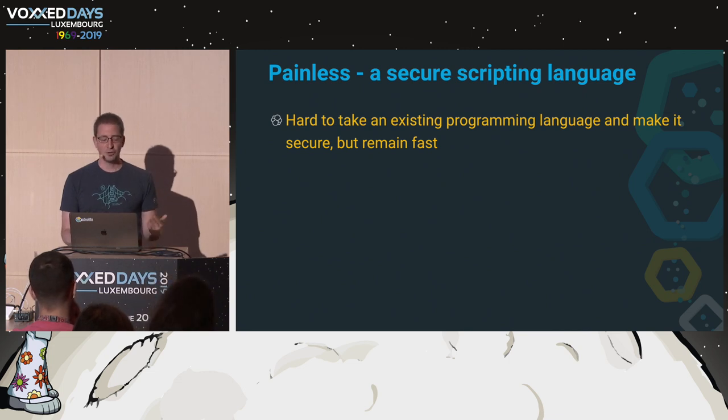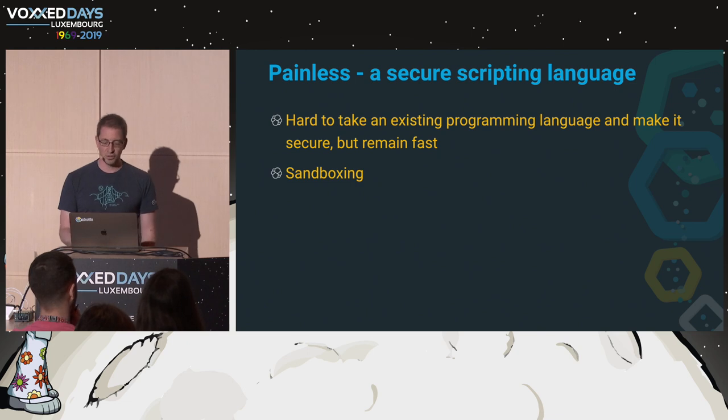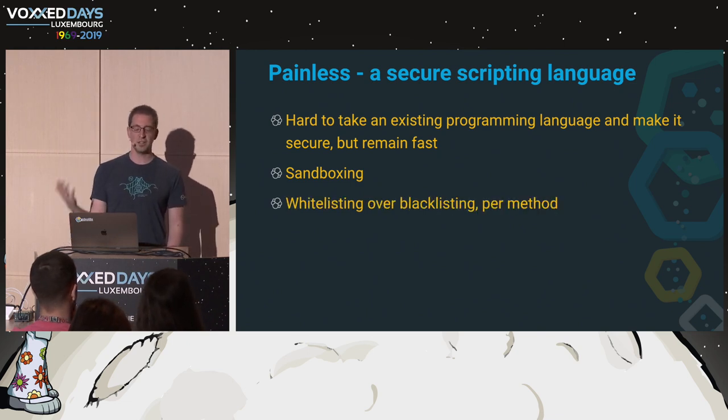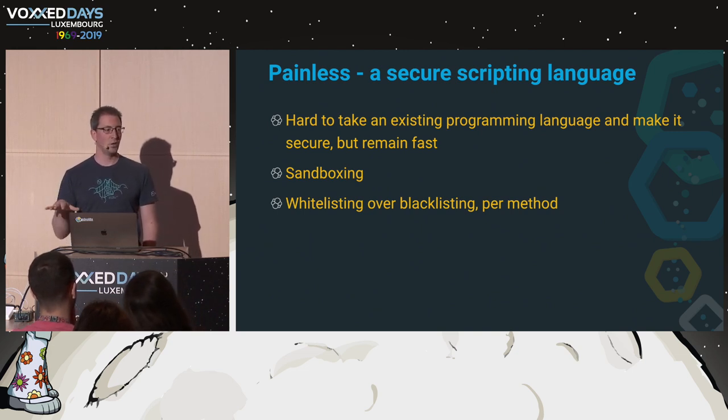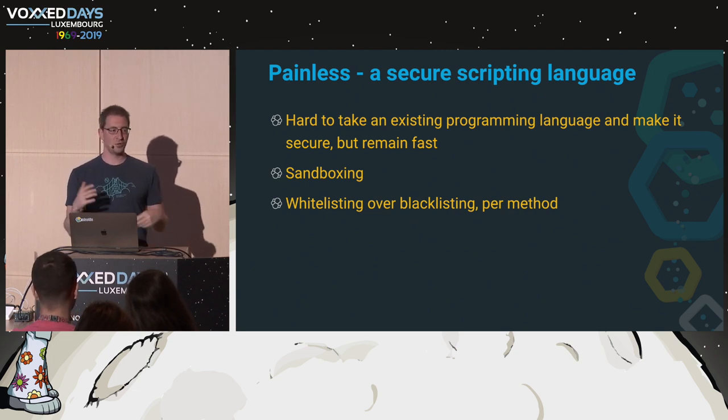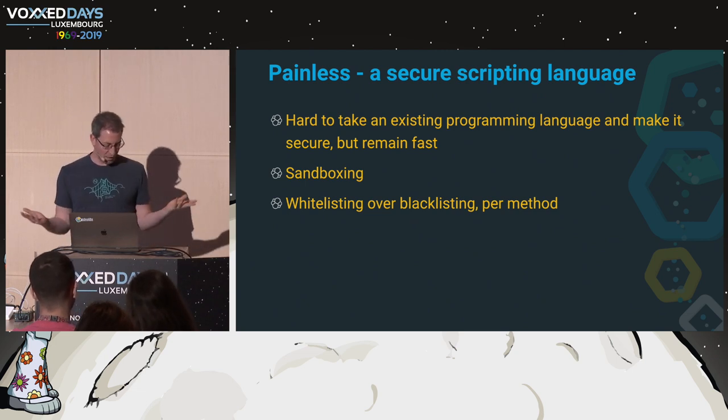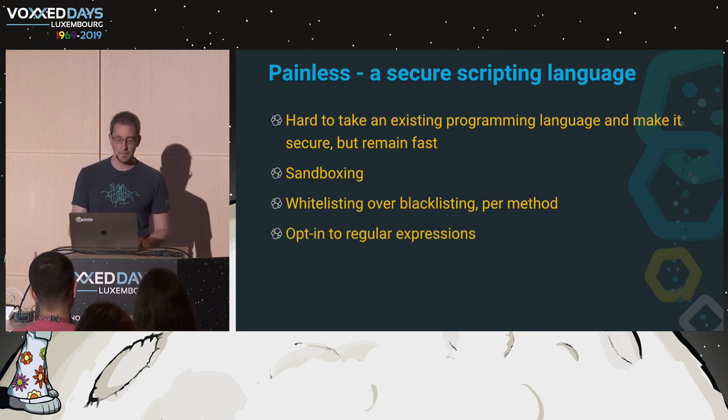So we kind of figured, okay, what if we write our own scripting language that supports sandboxing out of the box, that supports whitelisting over blacklisting, so you have to explicitly allow methods. And this also works per method. The Groovy whitelisting back then only worked per class. And this means if there was a class with a method that ate up a lot of CPU, there was not much you could do.